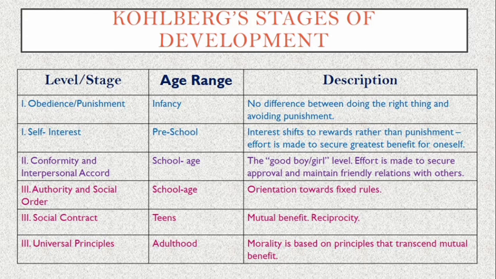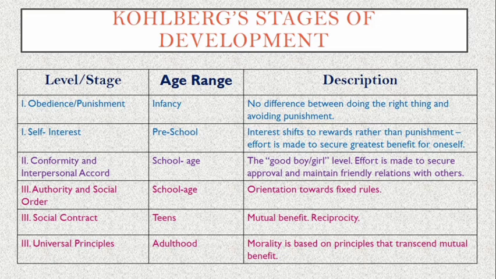Next is self-interest. Range niya po ay preschool, described as interest shifts to rewards rather than punishment. Effort is made to secure greatest benefit for oneself. So it ranges from preschool because it is the stage in which the interests of the child are easily done by them. Especially when they are given rewards, they put so much effort on it for their benefits.